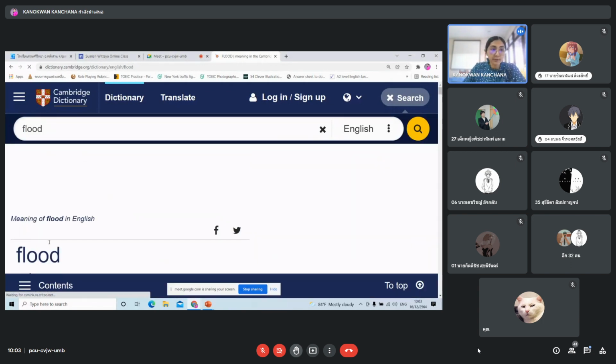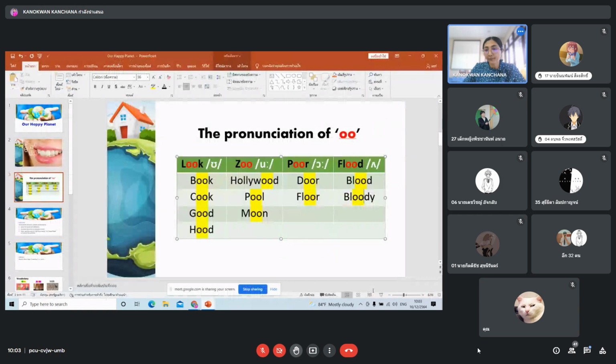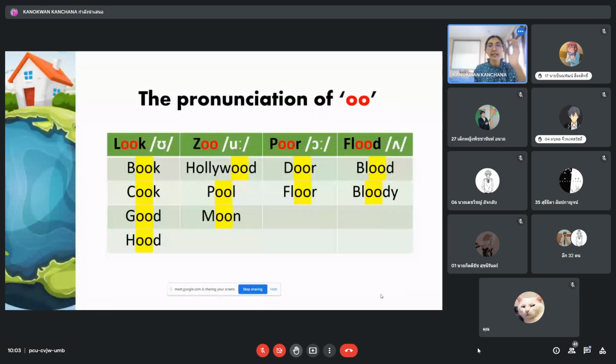And the OO is the same, you see, but flood. Flood. So at this point, everyone, I would love to remind you again that even though you see the OO, there are many different ways to pronounce the words. And you did a very good job, everyone. We're going to read these together again. I say, you say. Look, book, cook, good, hood, and Hollywood, pool, moon, pour, door, floor, fraud, broad, and bloody.